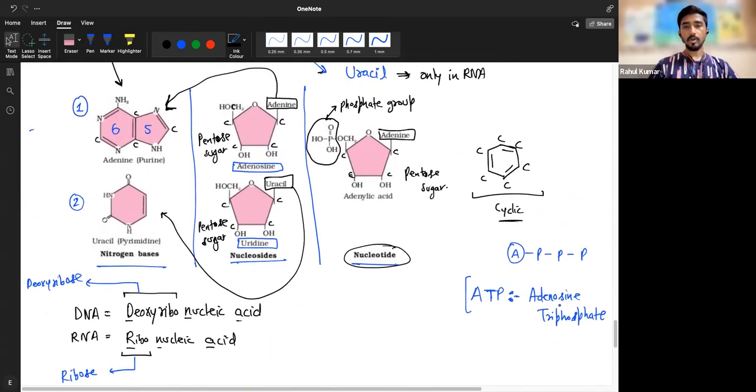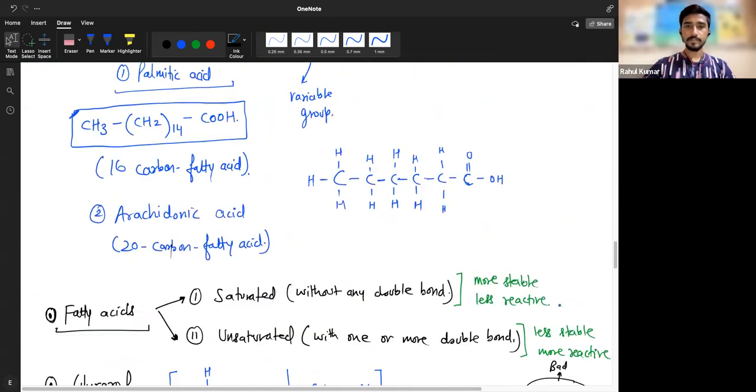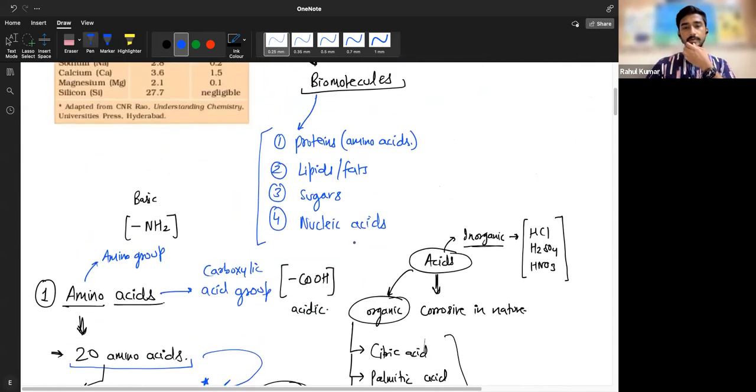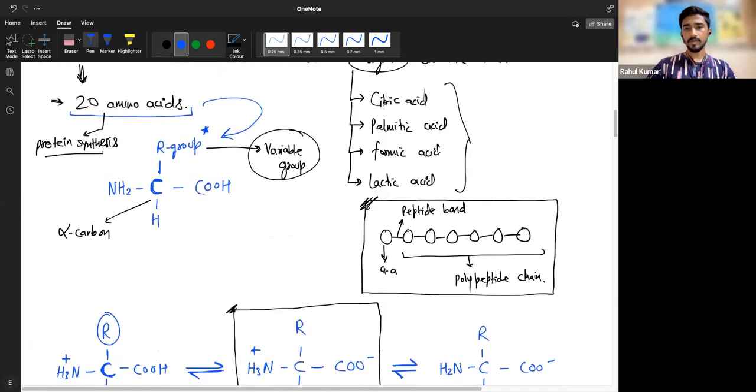Now, everything that we have studied till now, what have we studied? We have studied proteins like amino acids, lipids, nucleic acids, sugars also we have studied, right? Sugars, if I show you the structure of sugars, let me see if I can show the structure of sugars. Sugars are basically carbohydrates, right?